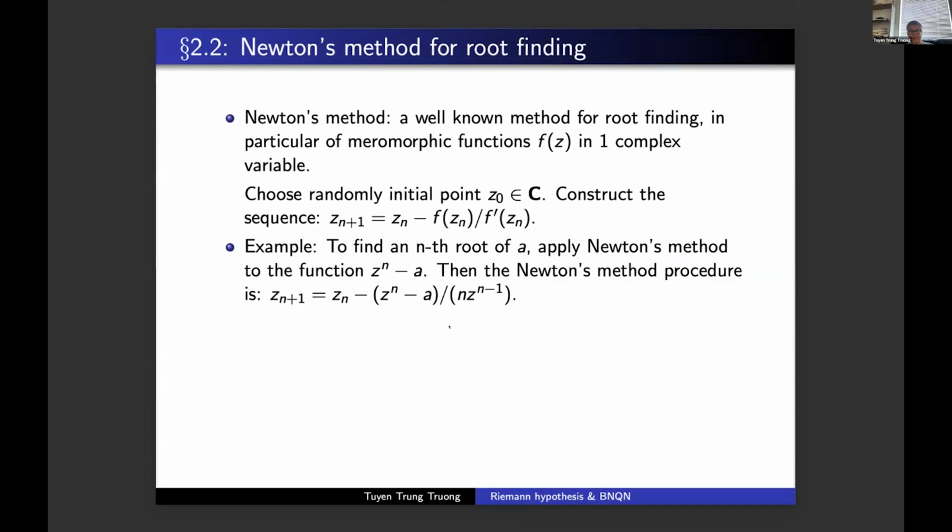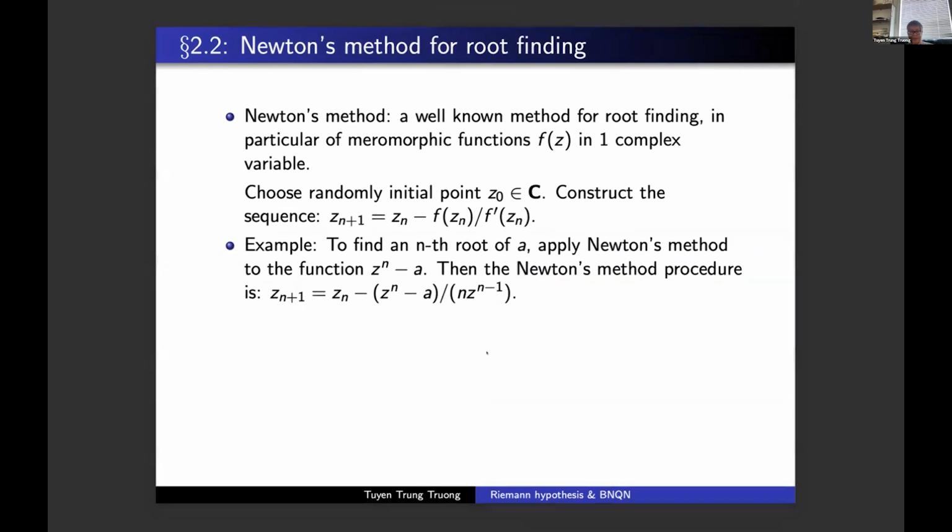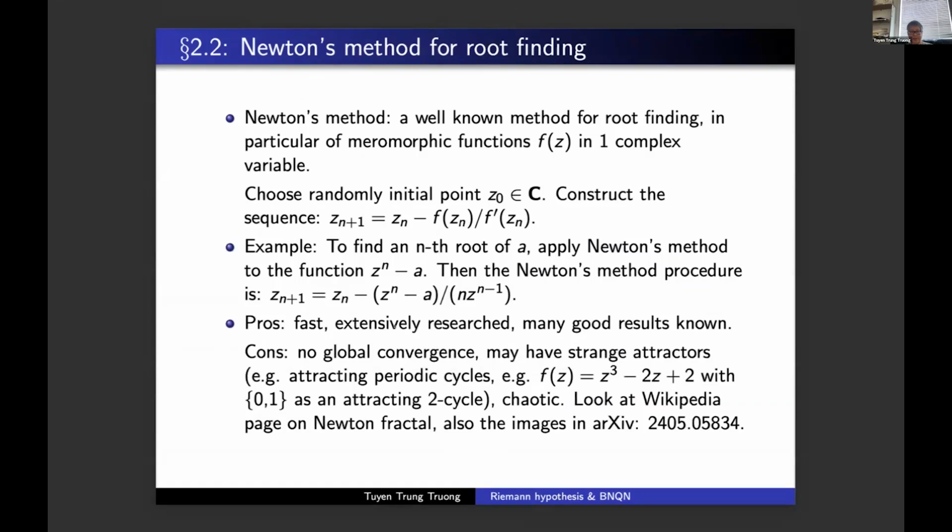A typical example is if we want to find an nth root of a number a, then we apply Newton's method to the function z^n - a, and this is the formula we get in this case. This method is very attractive because it's fast. If we are close to a non-degenerate root, then it has a rate of convergence that is quadratic, and it's extensively researched, not just in one variable but in many variables, and many good results are known.